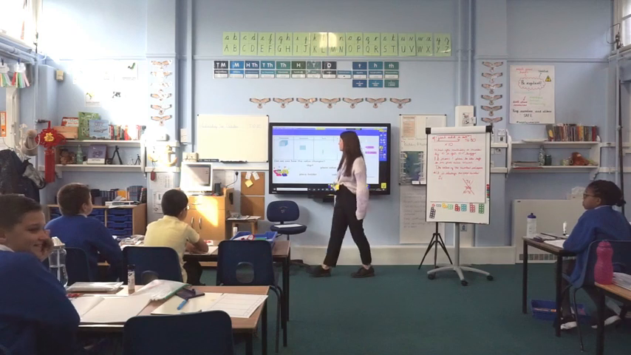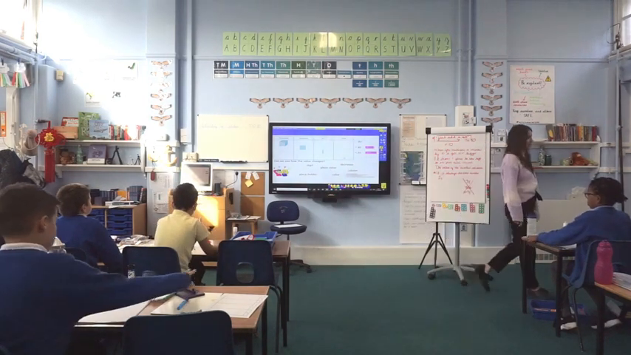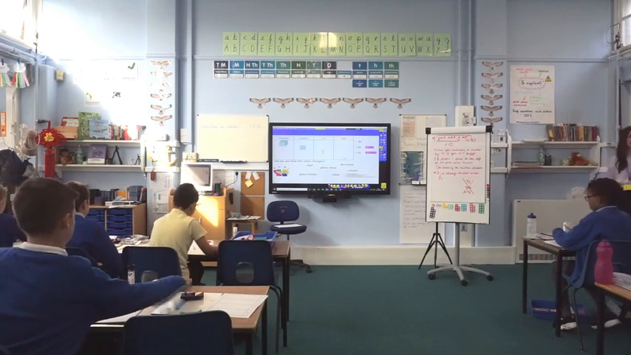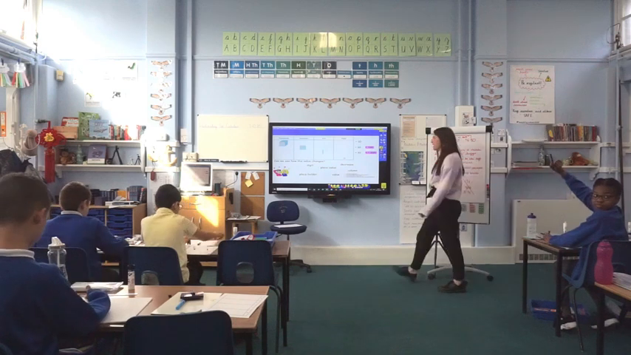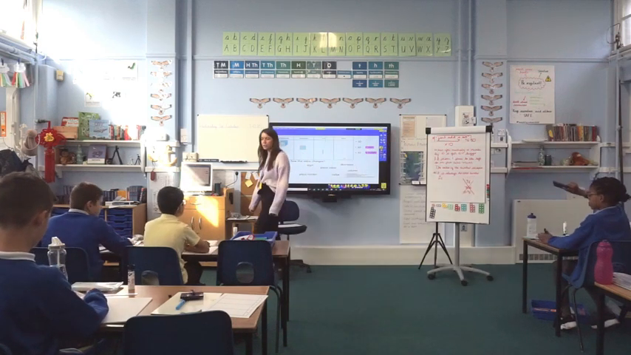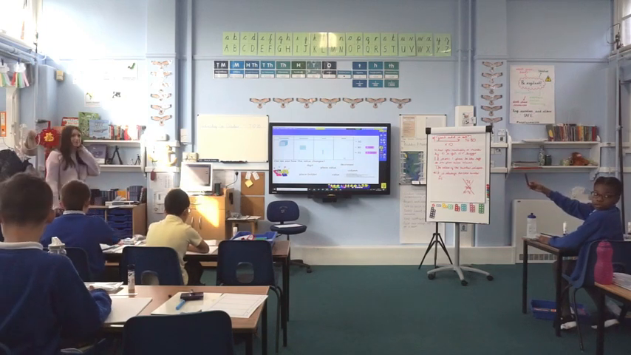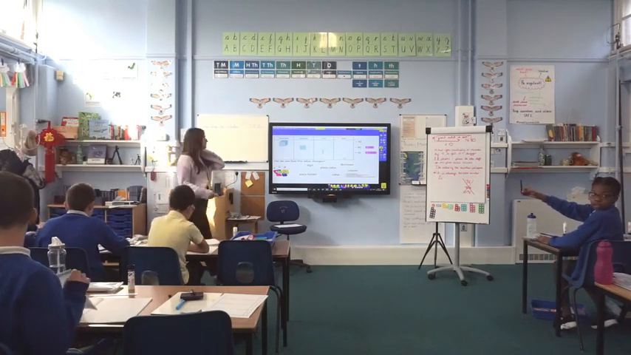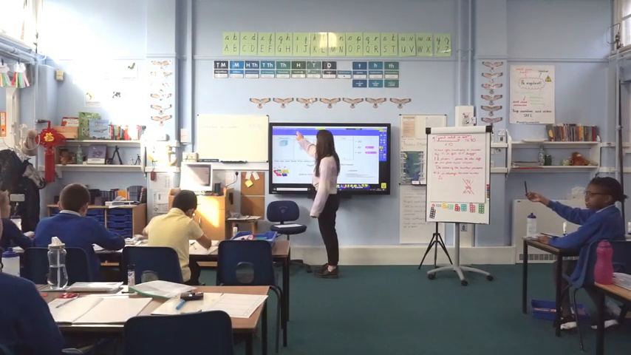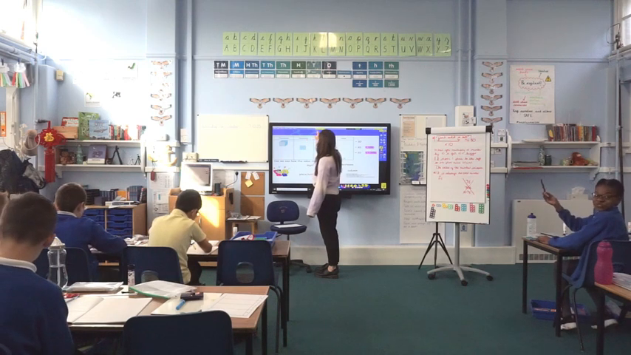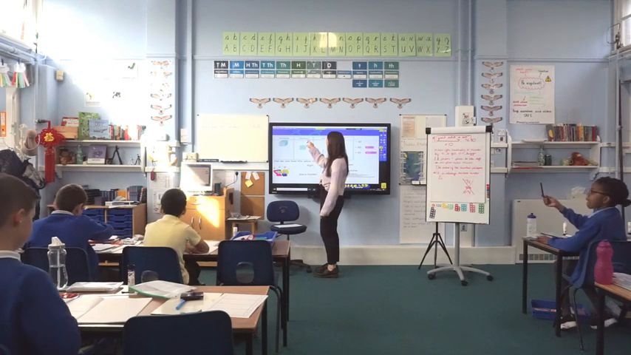Can you show me with your Deans what 1,000 divided by 10 is? Hold it up for me. Fantastic. 1,000 divided by 10 is 100. What is 1,000 divided by 100? Well done. Remembering that inverse operation. It works in exactly the same way. I'm dividing by 10, but if I take that jump, I'm dividing by 100.